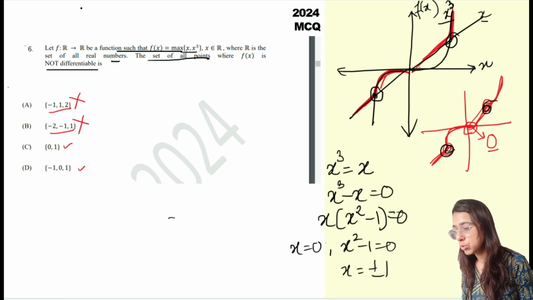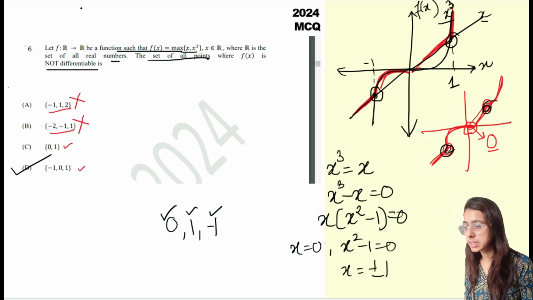So we get 0, 1 and minus 1. तो हमने देख लिया, 1 and minus 1. So therefore this point is minus 1 and this point is 1. So D is our correct option.